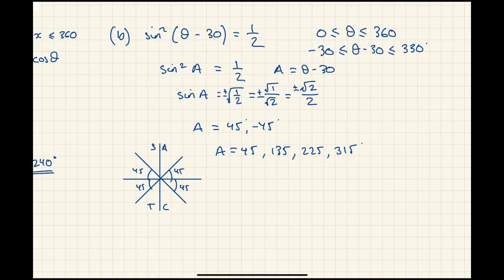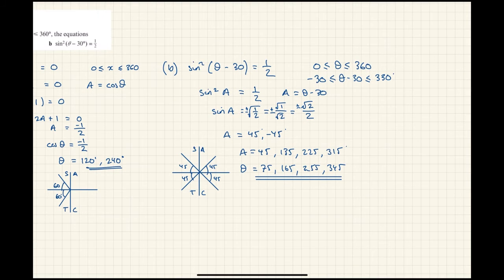So in order to work out what theta is, we need to add 30 to A. So that'd be 75, 165, 255, and 345. And there are our four solutions for that one.